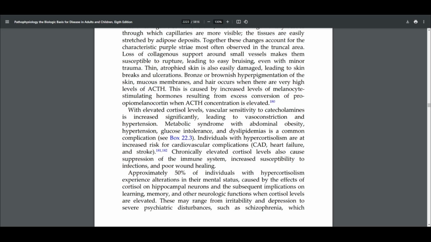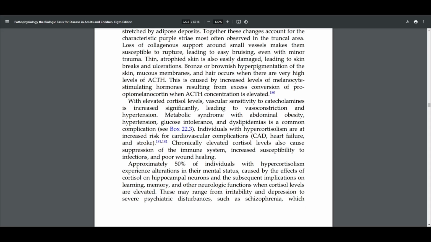With elevated cortisol levels, vascular sensitivity to catecholamines is increased significantly, leading to vasoconstriction and hypertension. Metabolic syndrome with abdominal obesity, hypertension, glucose intolerance, and dyslipidemias is a common complication. Individuals with hypercortisolism are at increased risk for cardiovascular complications, CAD, heart failure, and stroke. Chronically elevated cortisol levels also cause suppression of the immune system, increased susceptibility to infection, and poor wound healing.